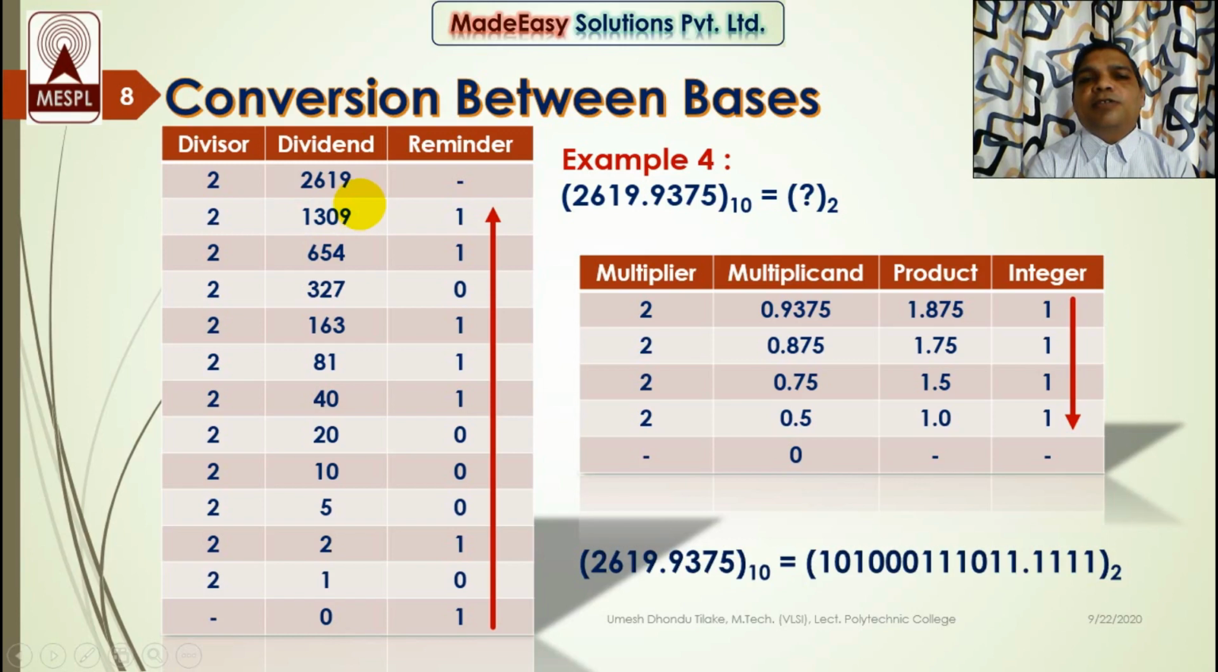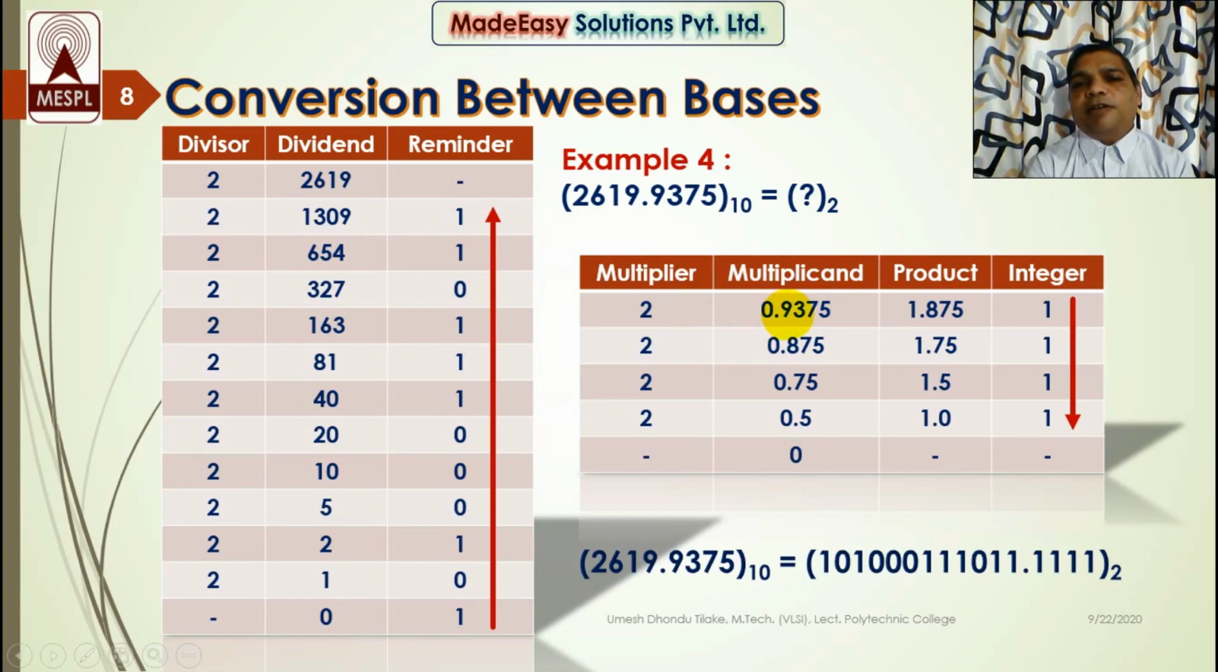Now we again divide the quotient from the previous operation by the base until we get the quotient as 0. So here we have to find such a quotient that, when multiplied by 2, we get the maximum number from the table which is less than 1,309. 654 multiplied by 2 gives 1,308. When 1,308 is subtracted from 1,309 we get 1 as a remainder. So we continue the process until we get the quotient as 0, and then we consider the remainders in reverse order. Now come to the fractional part.